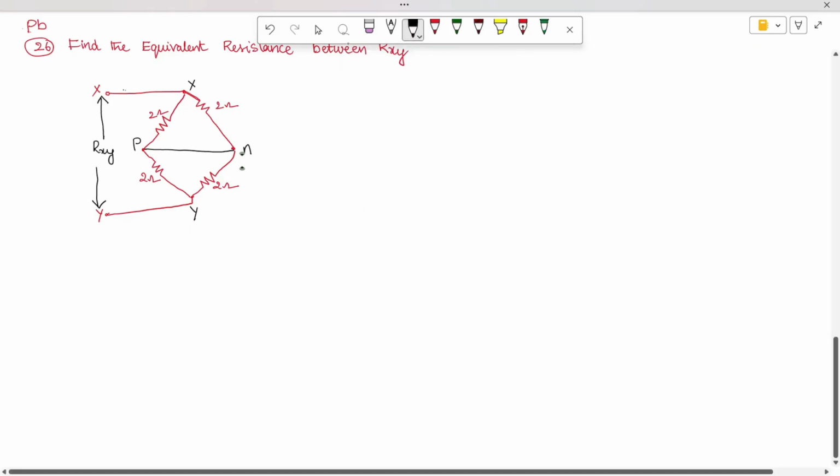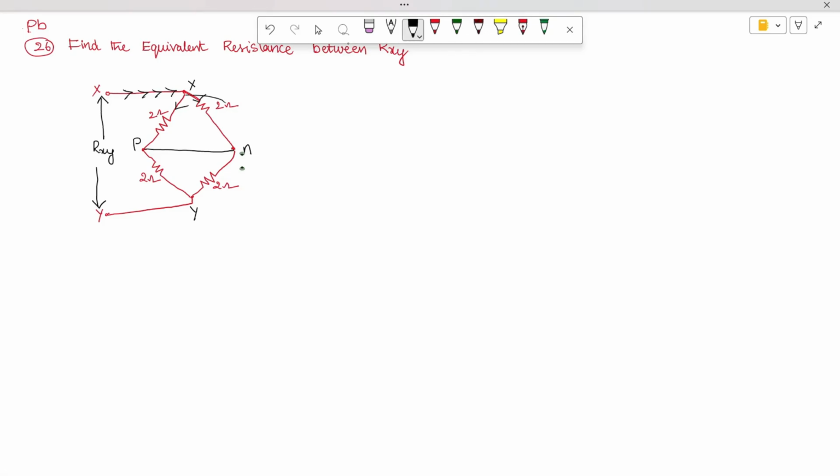Current starts flowing at X and automatically this will divide. Whenever the current divides, these two are connected in parallel. Once again, current will flow in the opposite direction and these two are again connected in parallel. So now what we are going to do is, these two are connected in parallel.